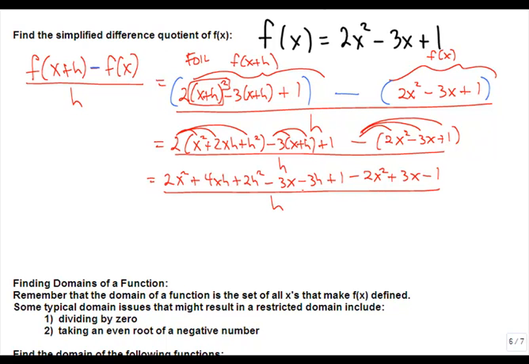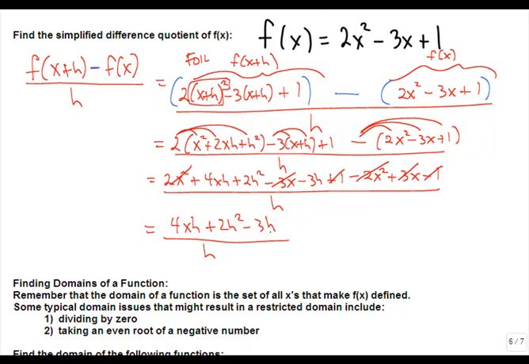If you're doing this correctly, every term that came from that f of x should cancel with the corresponding term over here. So the 2x squareds cancel, the 3x's cancel, and the 1's cancel. And all you should be left with are terms that have h's. So I have a 4xh left, a 2h squared, and a minus 3h. And all of that is over h. So you've simplified the top.